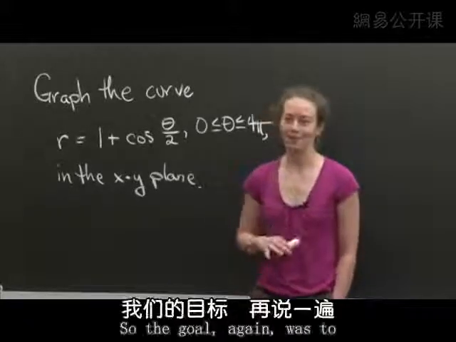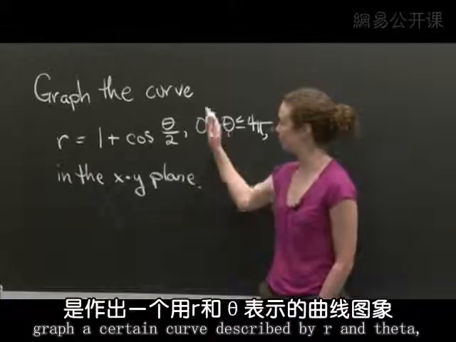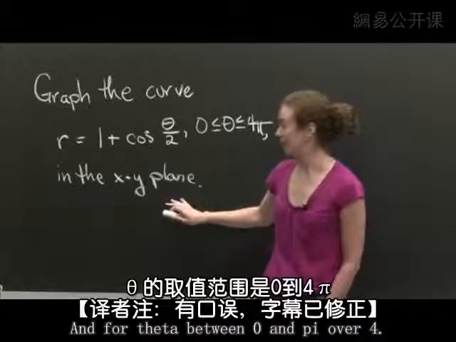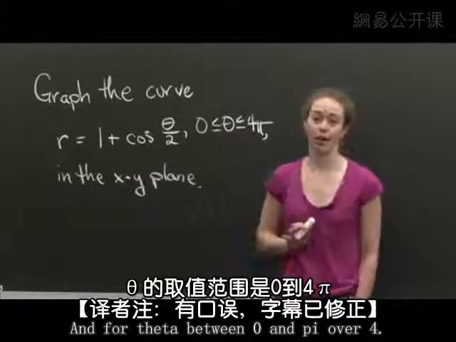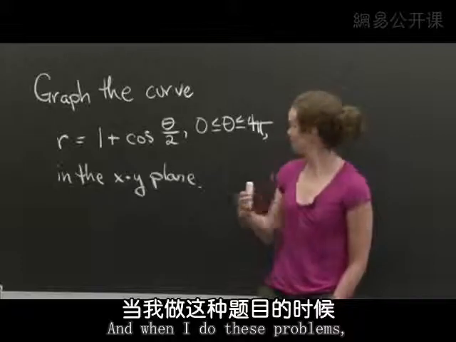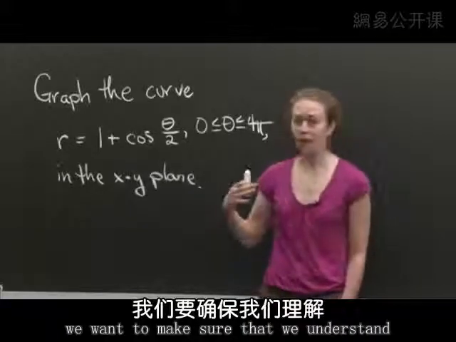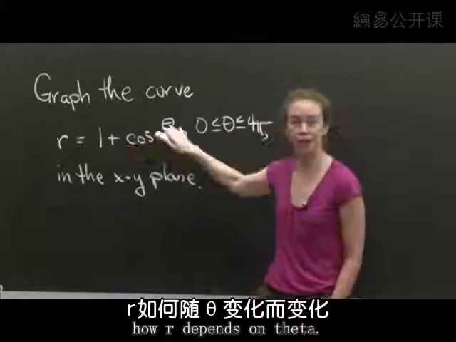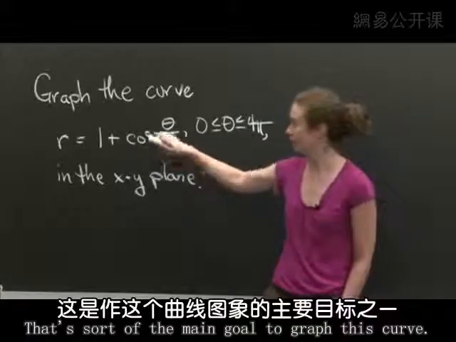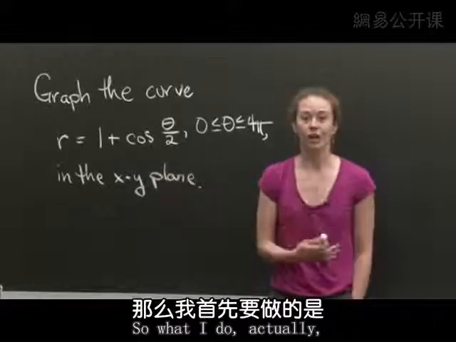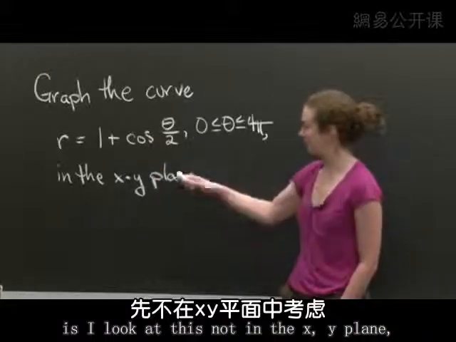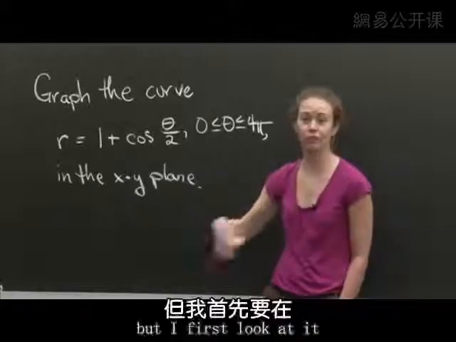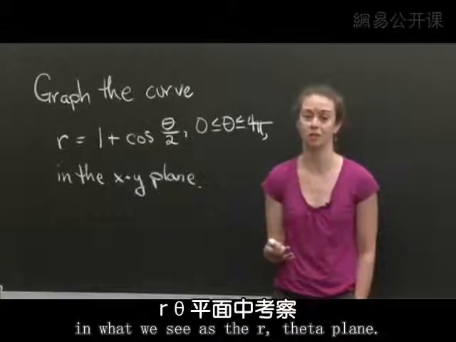Okay, welcome back. So the goal, again, was to graph a certain curve described by r and theta, in the xy plane, and for theta between 0 and 4 pi. When I do these problems, we want to make sure that we understand how r depends on theta. That's the main goal to graph this curve. So what I actually do is I first look at this not in the xy plane, but in what we call the r theta plane.